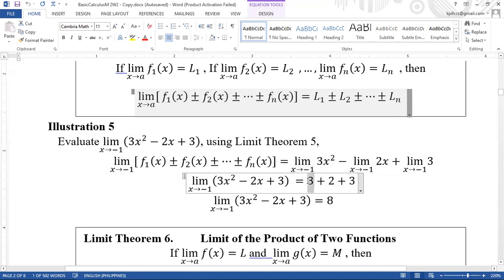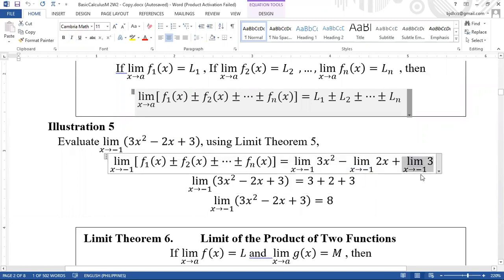So that's why we have positive 3 here. Then the limit of 2x as x approaches negative 1. So negative 1 times 2. Substitute negative 1 for x. So negative 2 times negative 1, so that's positive 2, positive because negative times negative. Okay.